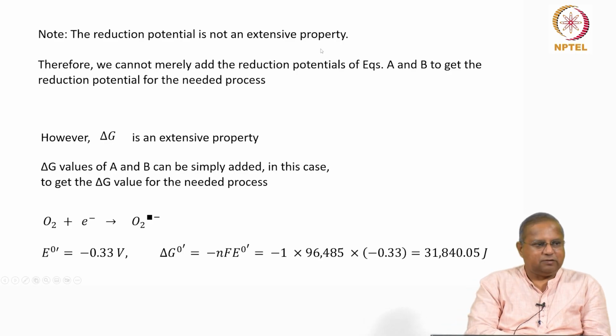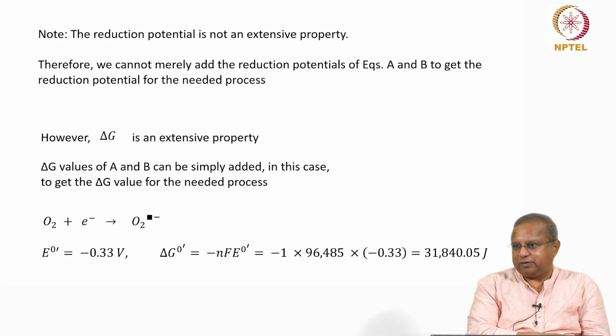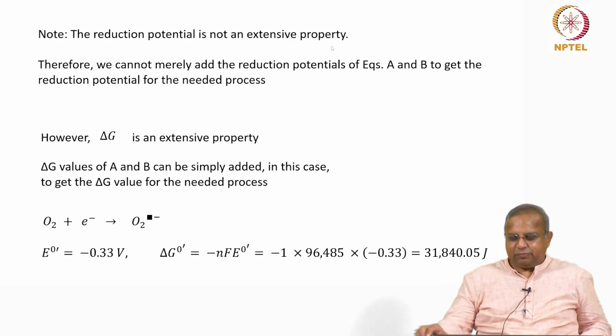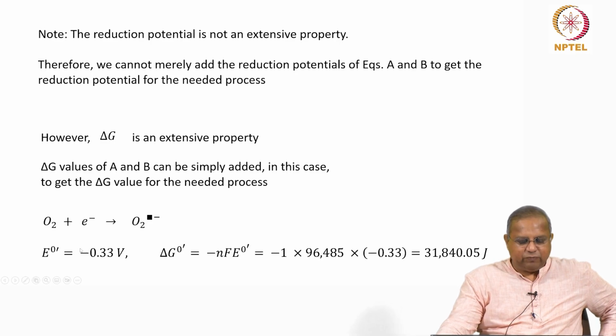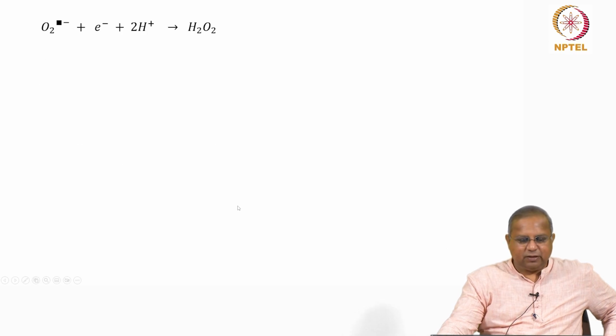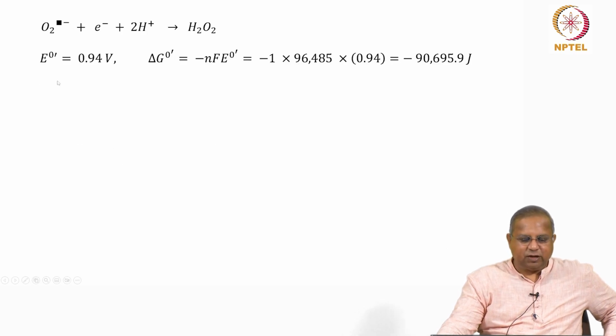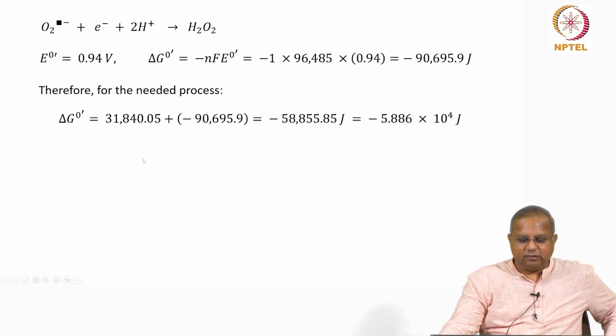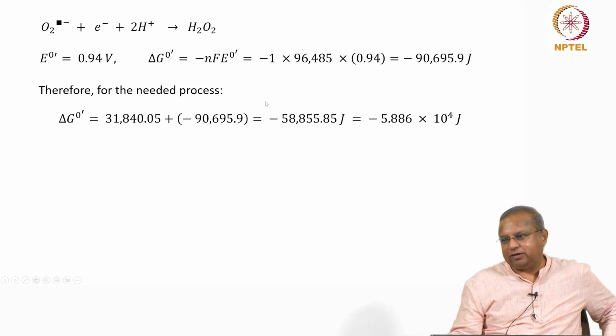Right? You might want to write this down. So, essentially we are converting the E naught dash values before algebraic manipulations. And for this half reaction, if we convert the E naught dash value, we get delta G naught dash as minus 90,695.9 joules. And therefore, for the needed process, we add those two reactions to get the final reaction.